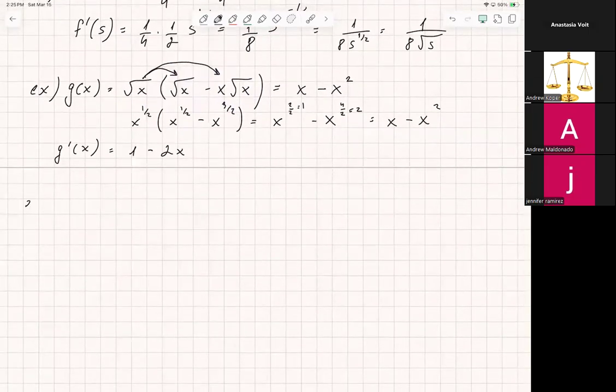Same goes for the next example, actually. Let me see. h of x equals x to the third power minus 6x squared plus 8x over x squared minus 2x.